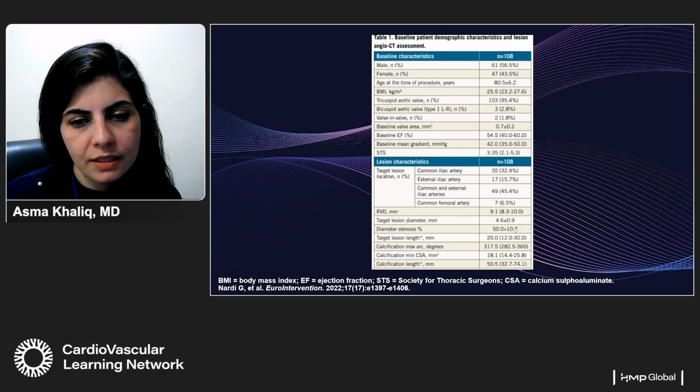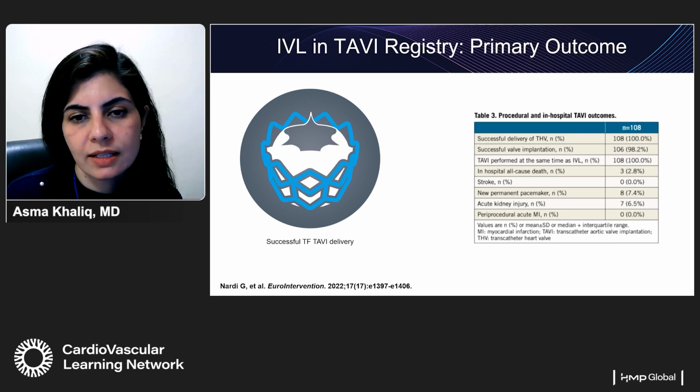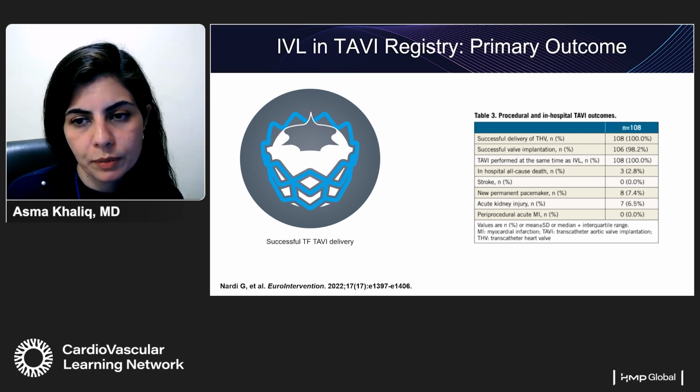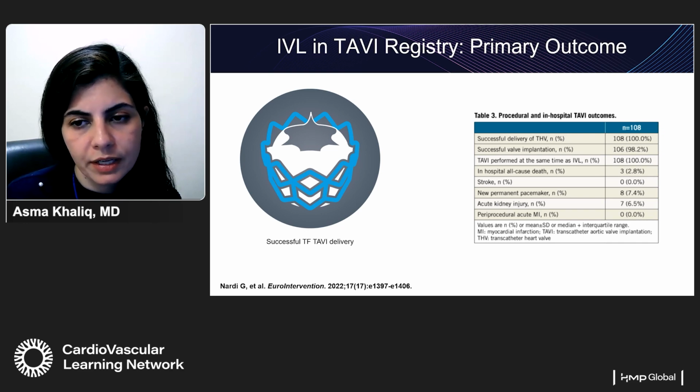So basically, as you can see, all of these patients did very well in all of their primary outcomes, which was essentially successful delivery of the TAVR catheter and successful implantation of the TAVR valve, pretty high as well, 98%. And most of these patients had the TAVI done at the time of the IVL as well. And overall, a low in-hospital all-cause death, about 3%. No strokes, about 8% pacemaker placement, and 6.5% AKI, and no periprocedural MIs.